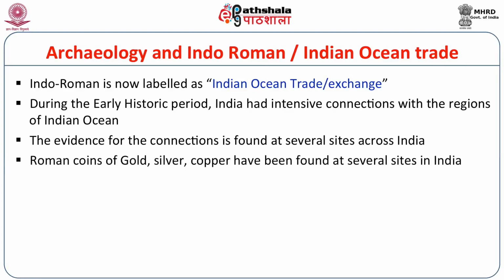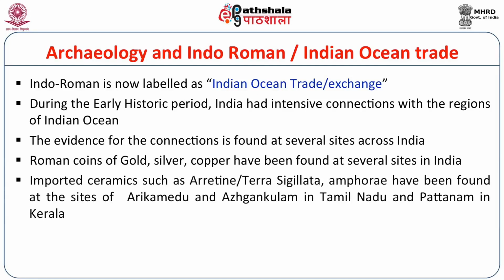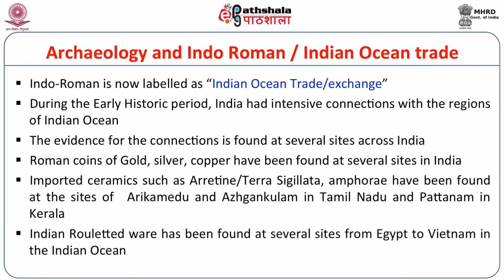Roman coins of gold, silver and copper have been found at several sites in India. Imported ceramics such as arretine or terra sigillata and amphora have been found at the sites of Arikamedu, Alagankulam in Tamil Nadu and Pattanam in Kerala. Indian rouletted ware has been found at several sites from Egypt to Vietnam in the Indian Ocean.